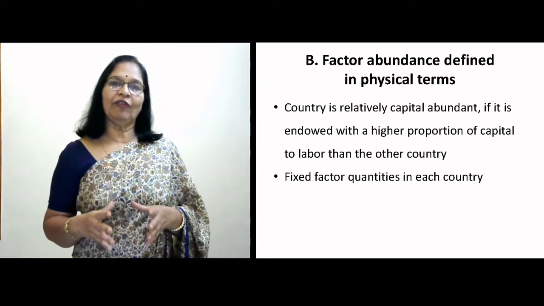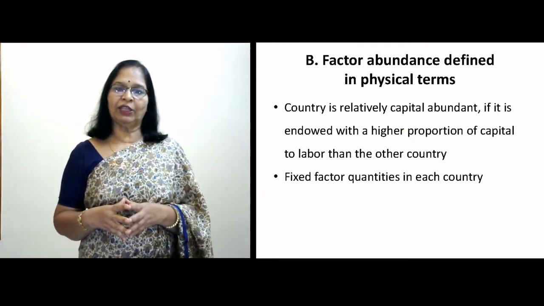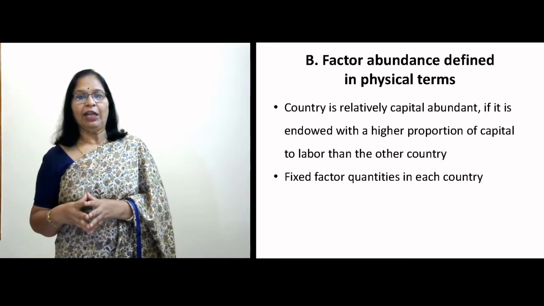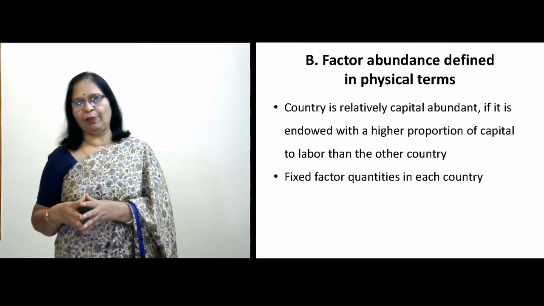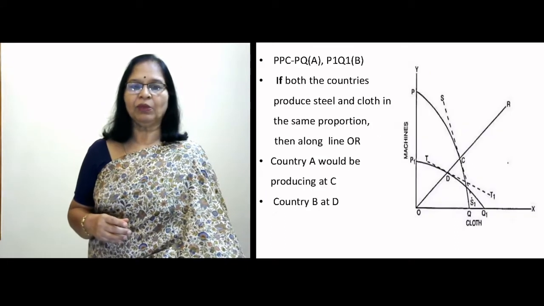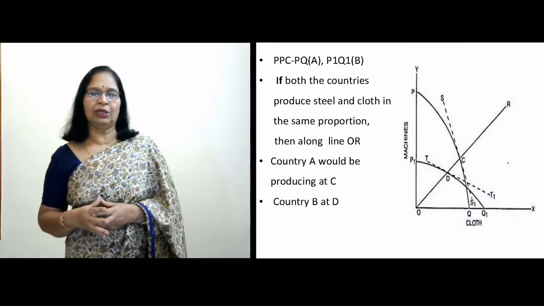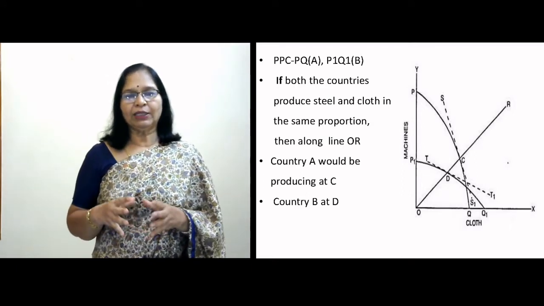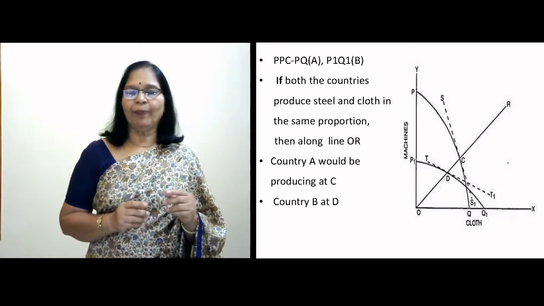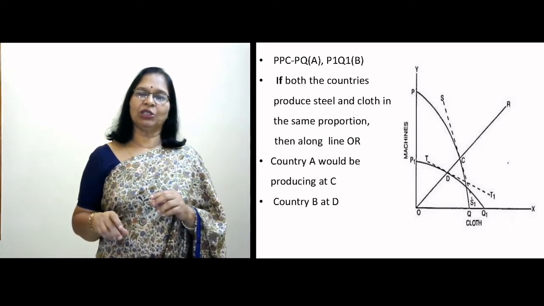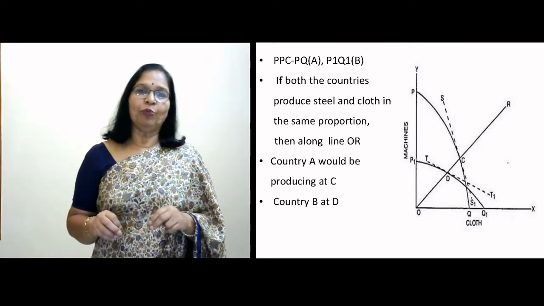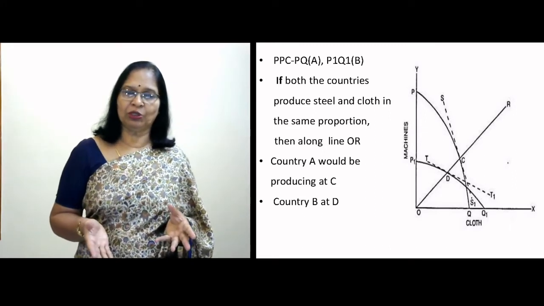Now, let's explain the Heckscher-Ohlin model with the physical terms. Physical terms means a country is relatively capital abundant if it is endowed with a higher proportion of capital. And also the quantity of the factors that are available is fixed. We shall now use the production possibility curve or the production possibility frontier. We can see there are two production possibility curves. PQ is the production possibility curve for country A and P1Q1 is the production possibility curve for country B. Both the countries can choose to produce anywhere on the production possibility curve.